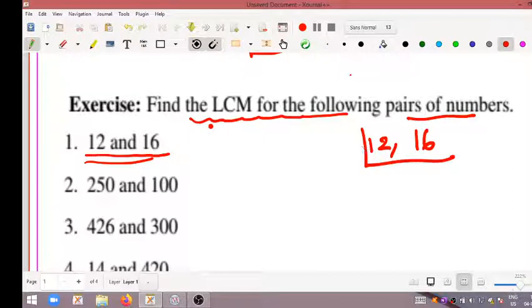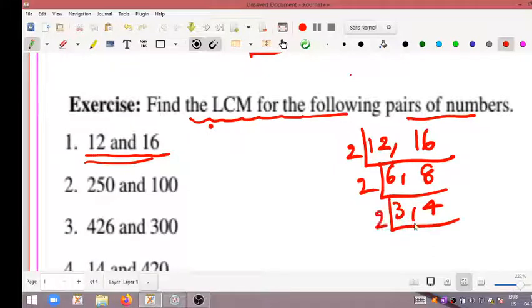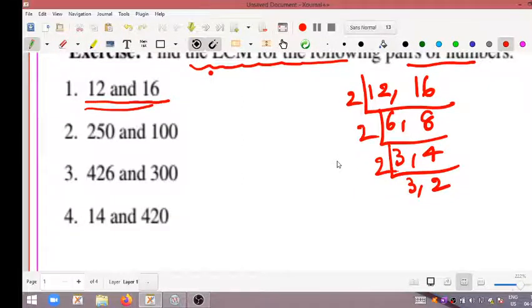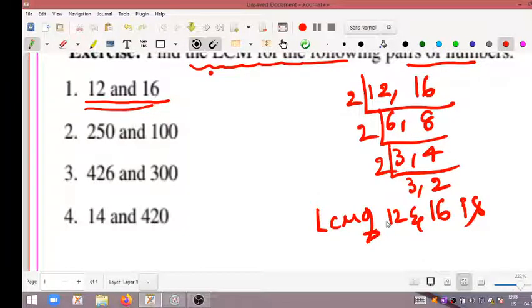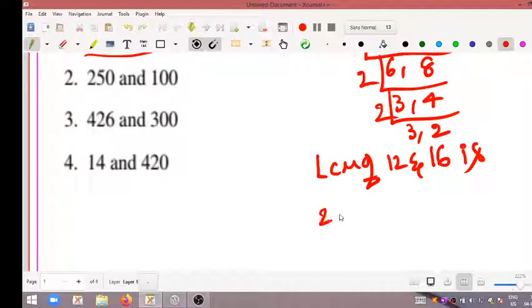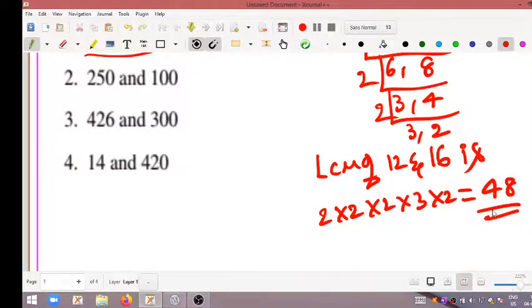2 6s are 12, 2 8s are 16. Generally, 2 3s are 6, 2 4s are 8. Next, 2 3 does not come, 2 2s are 4. All primes will come. So the LCM of 12 and 16 is the product of all these primes: 2 into 2 into 2 into 3 into 2. 2 2s are 4, 4 2s are 8, 8 3s are 24, 24 2s are 48. This is the general method in lower classes.